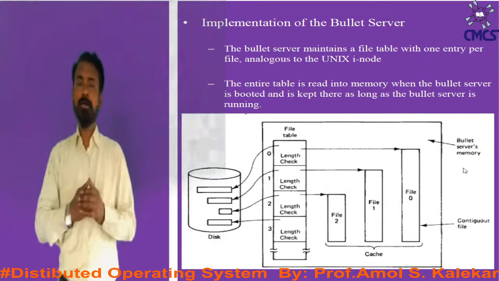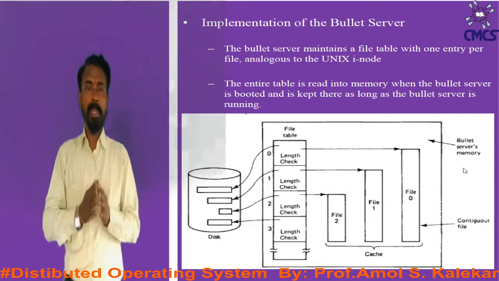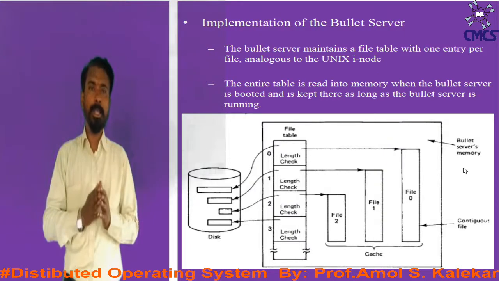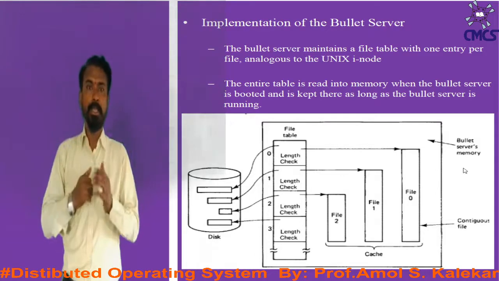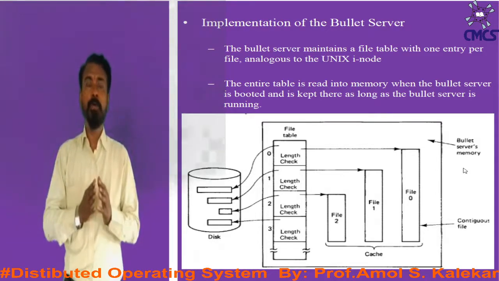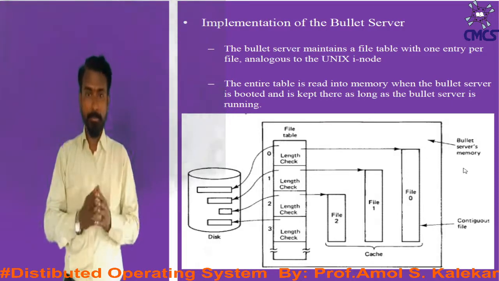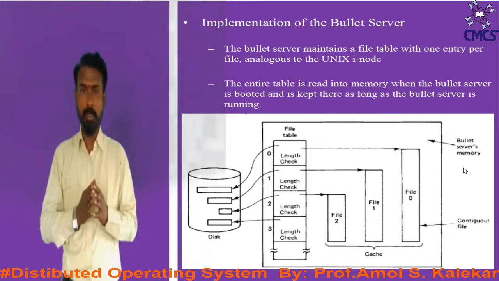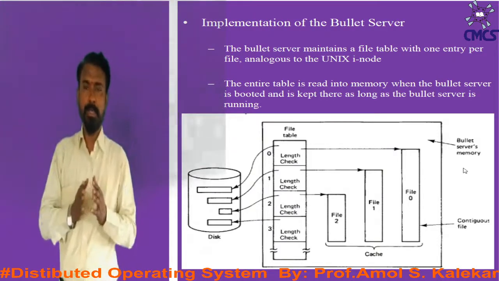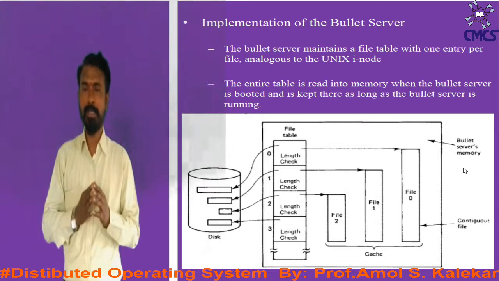Now we will see how this bullet server is actually implemented. The bullet server maintains a file table with one entry per file, analogous to the Unix inode number. The entire table is read into memory when the bullet server is booted, and it is kept there as long as the bullet server is running. So this is the figure showing how the bullet server is implemented. Using this figure, we will analyze how the bullet server can be implemented in Amoeba.